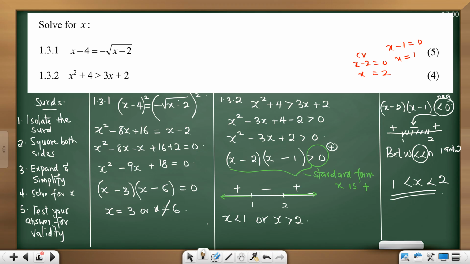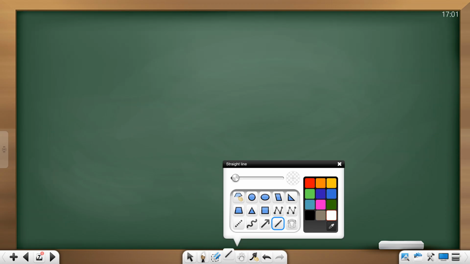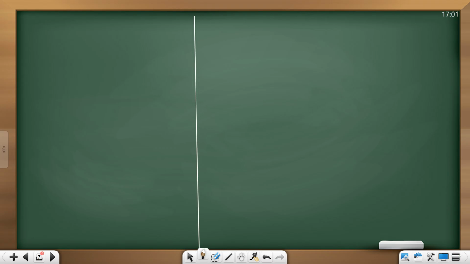Now, let me do something for you. I want to give you a question. What if I have a question that looks like this? Because we spoke about standard form. What if I have a question that looks like this? Minus x plus 2, x plus 3. What would you do here?